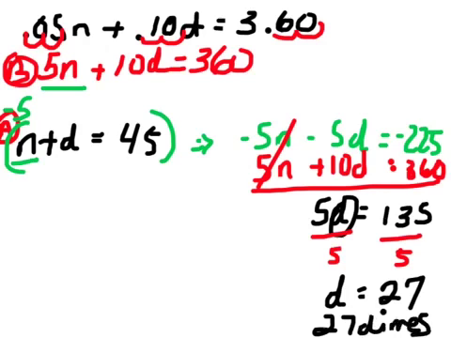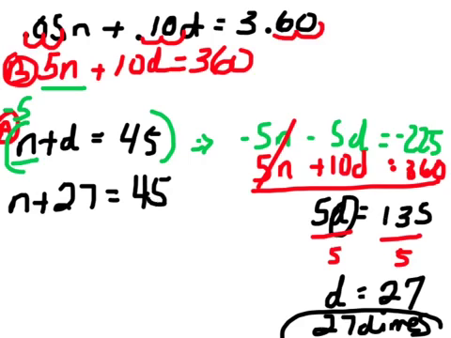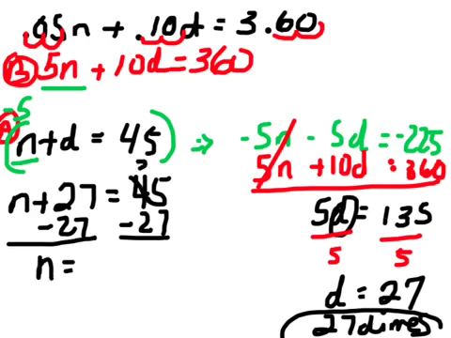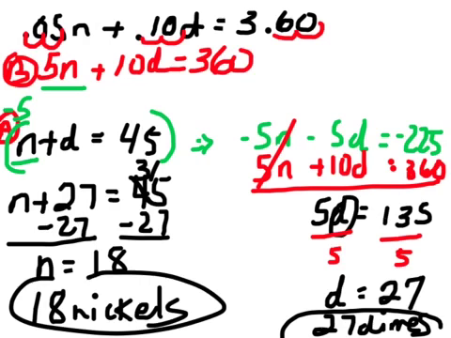Now the easiest way for me to find how many nickels I have would be to go up here and say, oh, the number of dimes plus the number of nickels is 45. So if the dimes is D, N plus 27, because that's how many dimes we have, would be 45. So if I want the number of nickels, all I got to do is subtract 27 from 45. And you probably could have figured that out without even using that equation. So N would be, let's see, 18. There's 18 nickels. And that's all there is to that one. So those are your two answers.